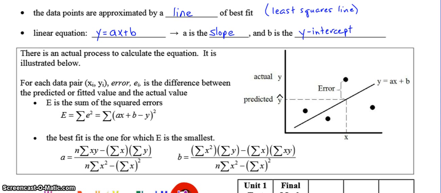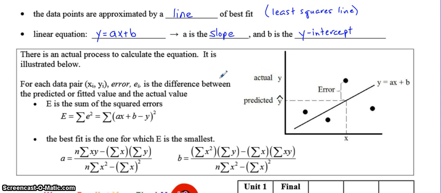So this box here is going to look scary, but don't let it bother you too much. There is an equation to find the line of best fit. This is the equation to calculate the a value, which is the slope. This is the equation to calculate the b value, which is the y-intercept.